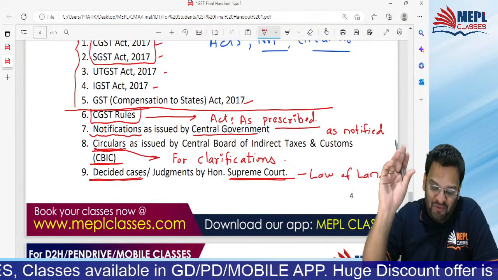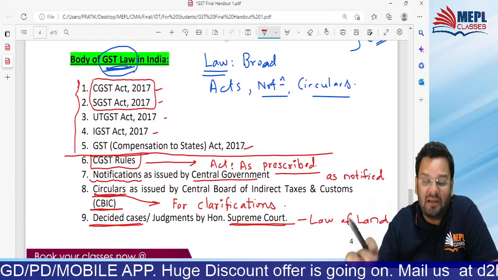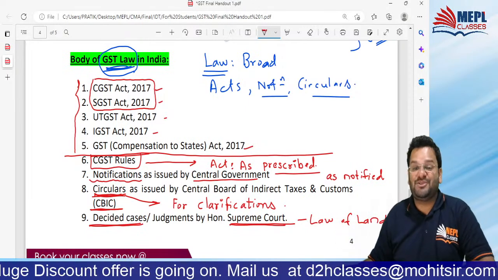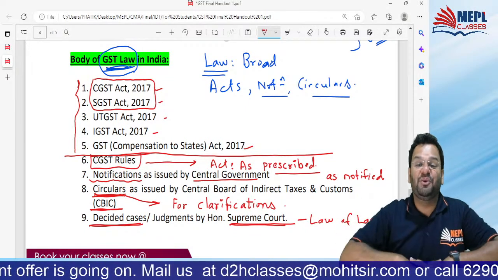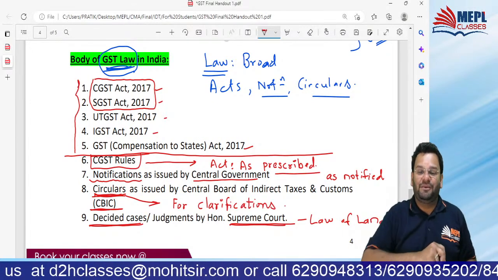So quickly, with one emoji in the chat window, let me know, did you understand body of GST law in India? Yes or no? Quickly let me know, and if you express it with emoji, it will be wonderful.